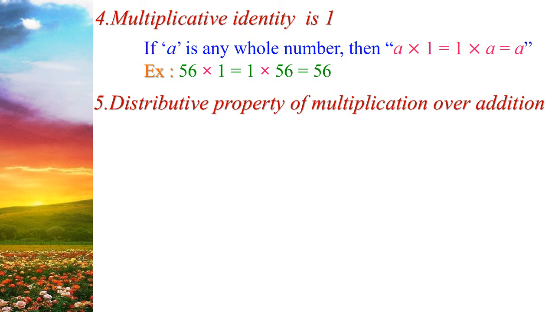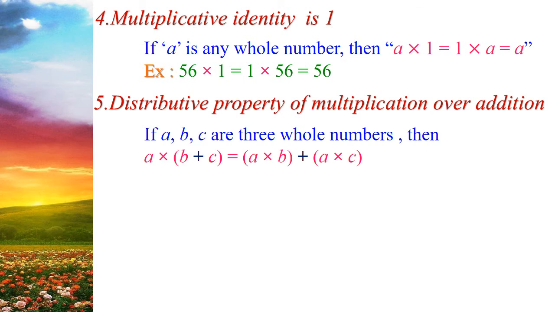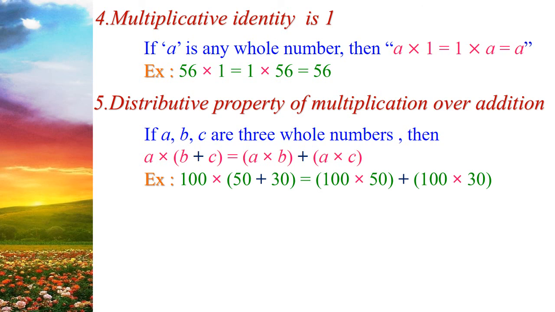Next one, distributive property of multiplication over addition. If A, B, C are three whole numbers, then A into (B plus C) equal to A into B plus A into C. For example, 100 into (50 plus 30) equal to 100 into 50 plus 100 into 30.